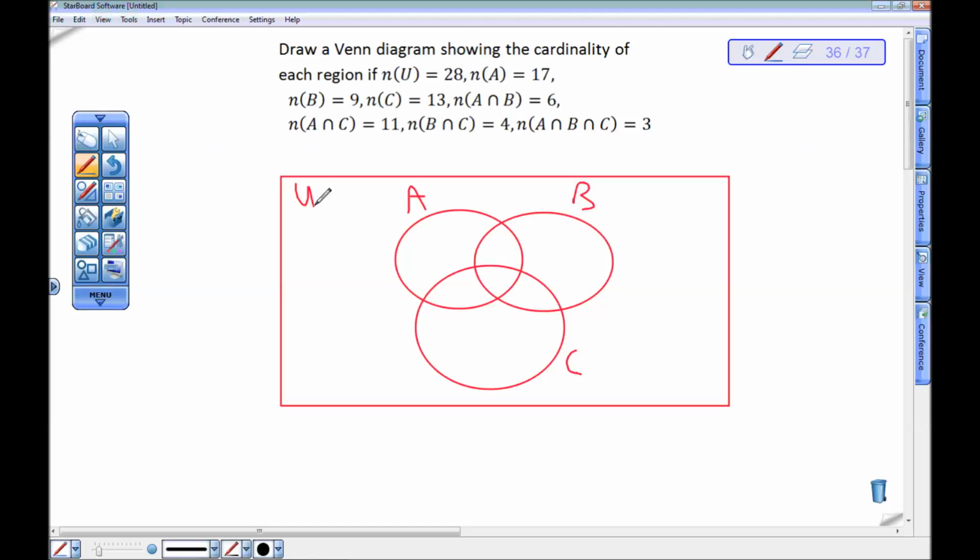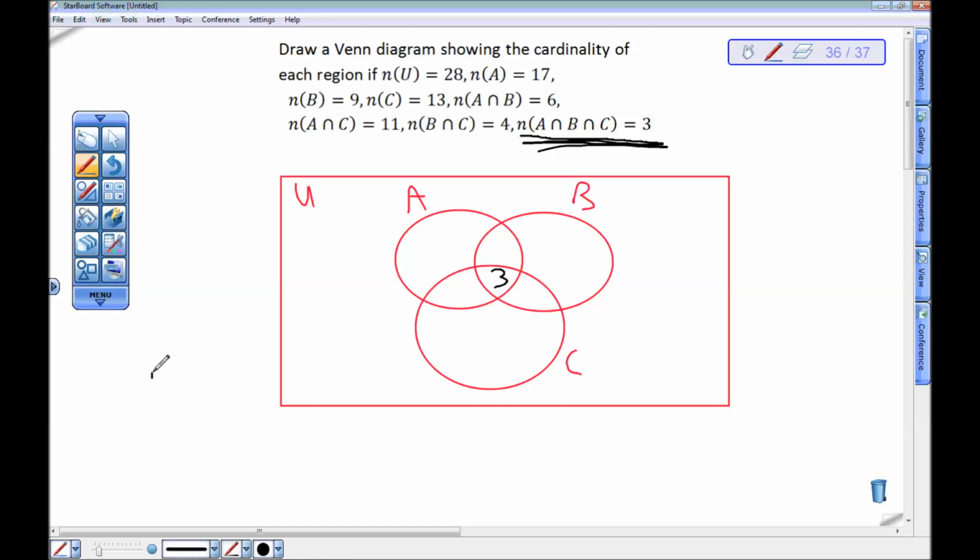Now, when I'm filling in a Venn diagram like this, I always want to start in the middle, right here, because that'll be the easiest place to start. And in fact, I'm given, and need to be given, or need to be able to figure out that piece of information. The cardinality of their intersection is 3. There are 3 elements common to A, B, and C. Great.